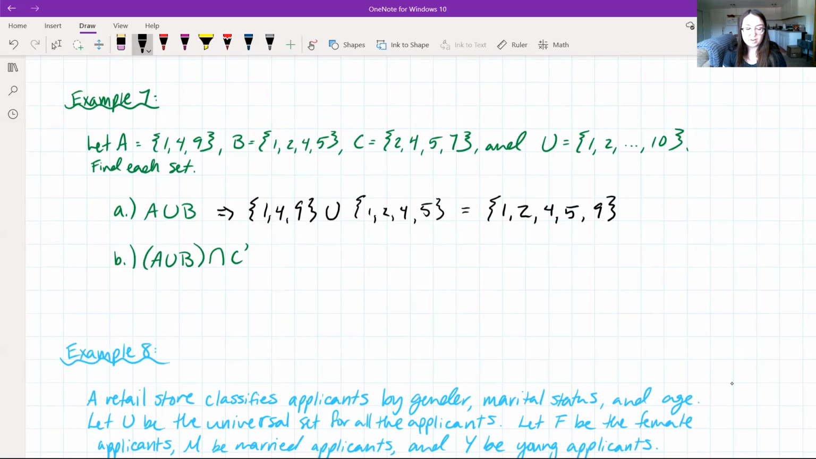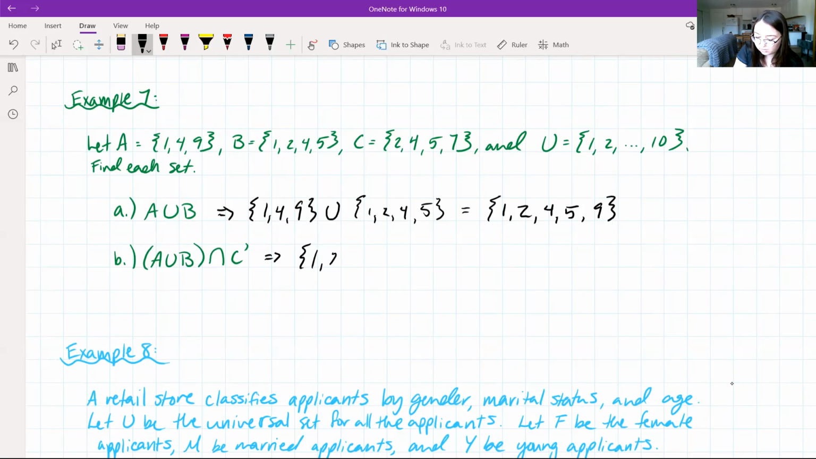Now for part B, we have A union B intersection with C prime. So we have parentheses around A union B. So just like normal properties when we're multiplying things, taking exponents regularly in math, we always want to do whatever's in the parentheses first. So in this case, A union B is in parentheses, so we always do that first. And then we're going to take that result and take the intersection of that with C prime. Well, for part A, we already figured out what A union B is. It's going to be the set of 1, 2, 4, 5, and 9. So let's just write that.